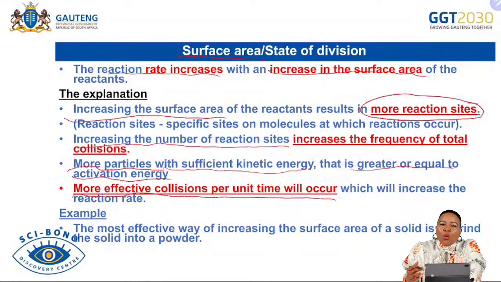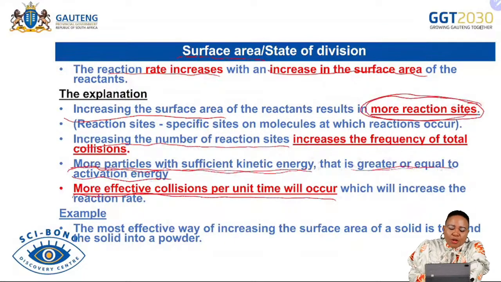So when you are responding in terms of how each factor affects the rate of reaction, I think it is very important to use bullet form so that you make sure all the facts are covered as you are explaining the collision theory. So we started by saying, how will the increase in the surface area increase the rate of reaction? We expect to have more reaction sites. We expect to have more particles with sufficient energy that is greater than or equal to activation energy. And we also expect more effective collisions per unit time. As a result, the reaction rate will increase.